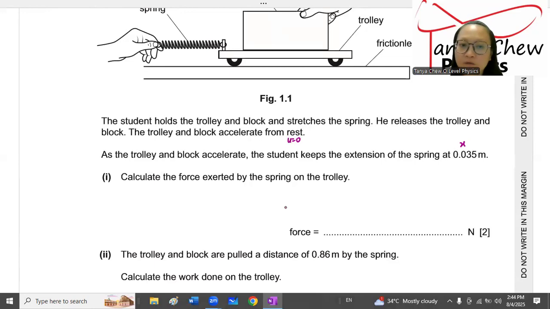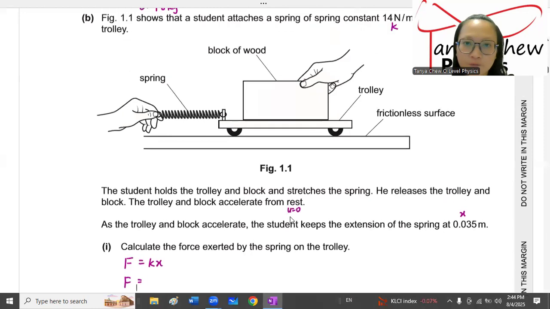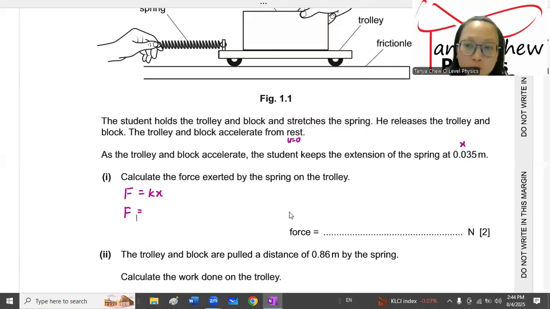The first one, calculate the force exerted by the spring on the trolley. Whenever you see extension is being given and the spring constant is being given, and you need to find the force on the spring, recall Hooke's law. Hooke's law states that force is directly proportional to extension beneath the limit of proportionality. So the equation of Hooke's law is F equals Kx. Just use this. Now to find the force, the spring constant is being given, which is 14 Newton per meter.